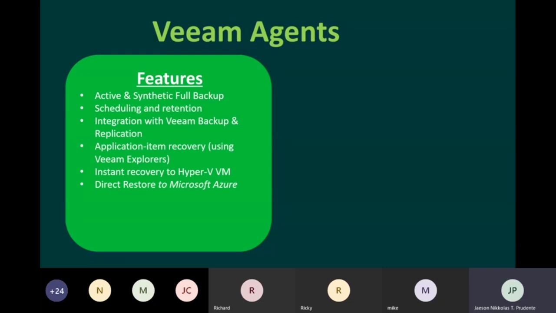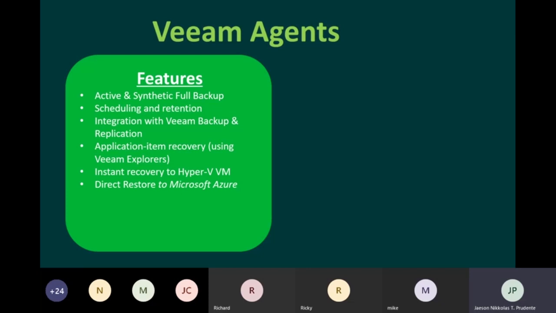For scheduling and retention, if we create a backup job now, we can run it after work hours so it doesn't affect the network of the environment. Then we have integration with Veeam Backup and Replication. Veeam Agent can be standalone: we install it on a physical server, and it backs up by itself. It also has integration with the Veeam Backup and Replication Console.